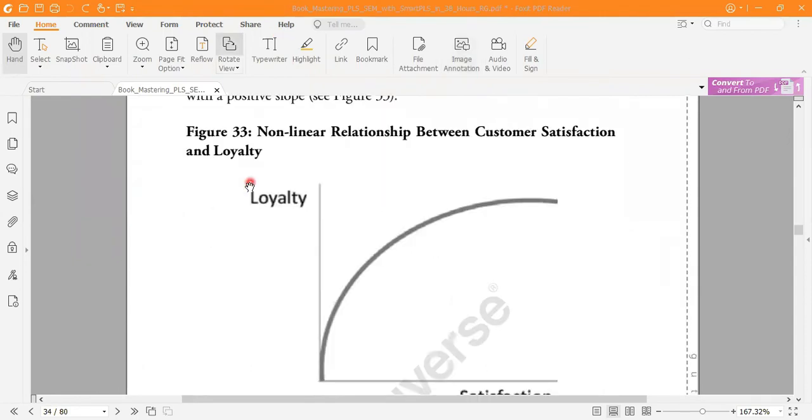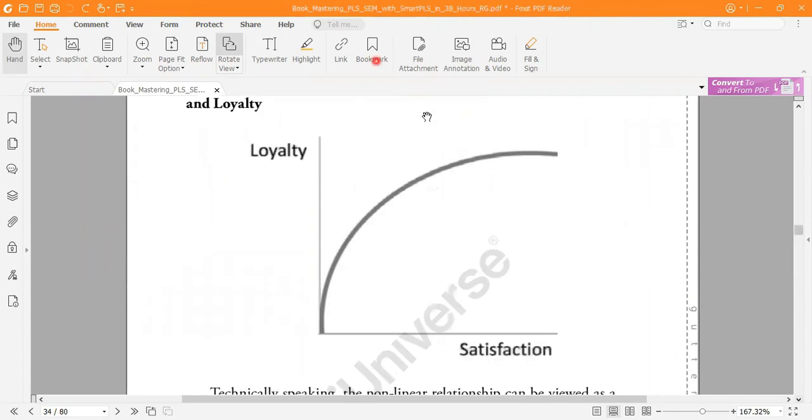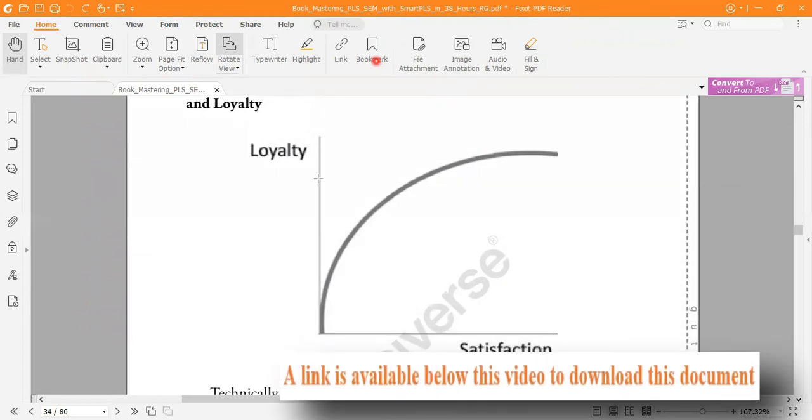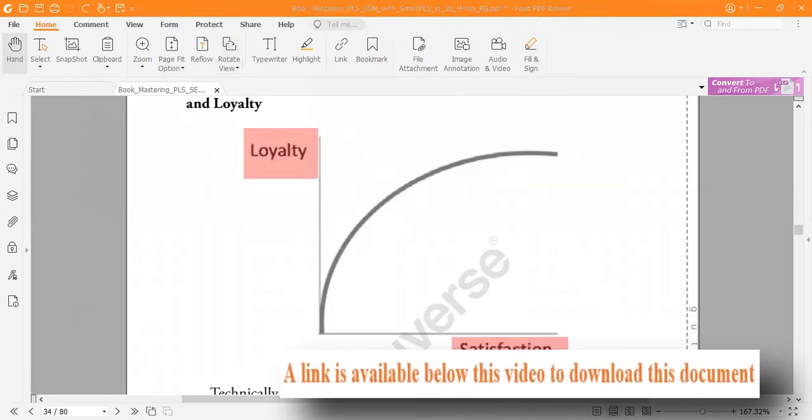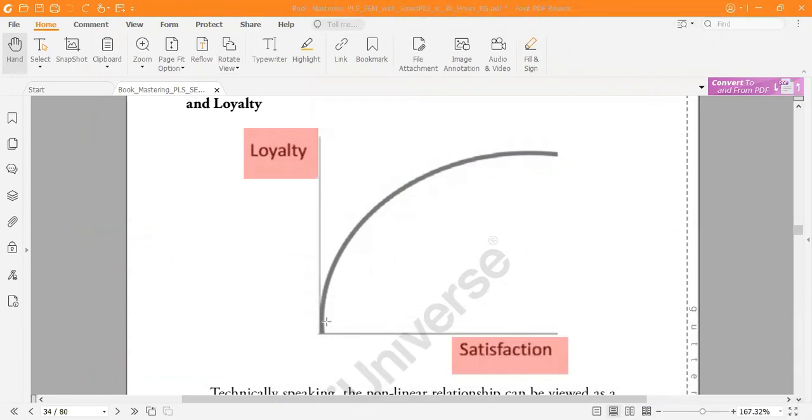This graph shows the non-linear relationship between customer satisfaction and loyalty. Here on this axis there is loyalty, and on this one there is satisfaction. Initially, because of the satisfaction, loyalty is being increased, but after a certain time, even though the satisfaction has increased, loyalty is not being increased. This type of relationship is the quadratic relationship.